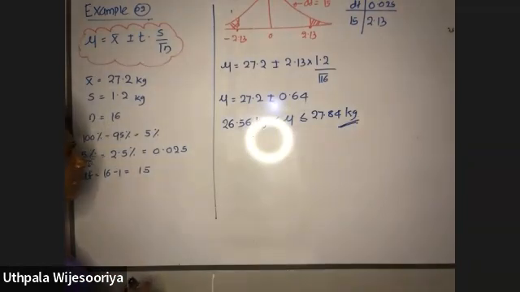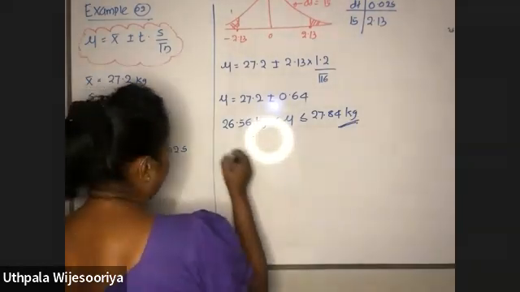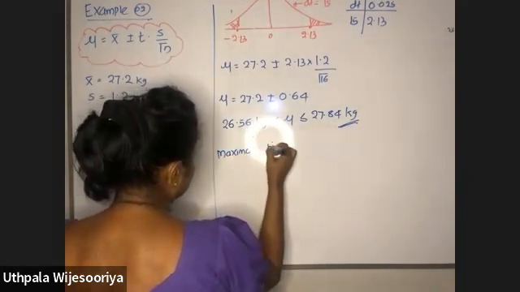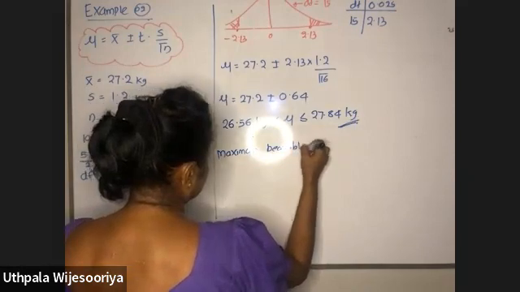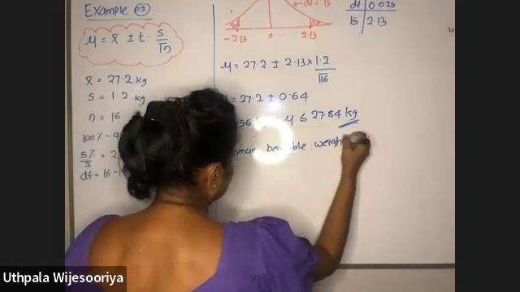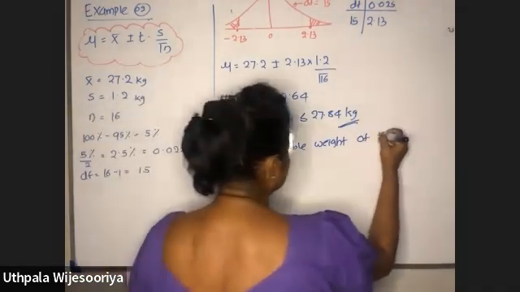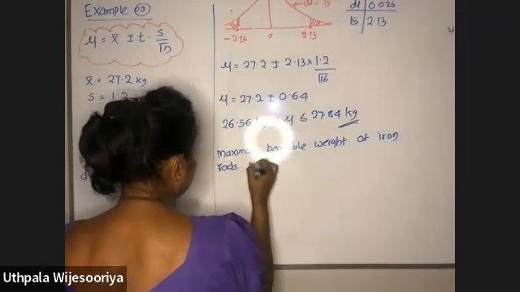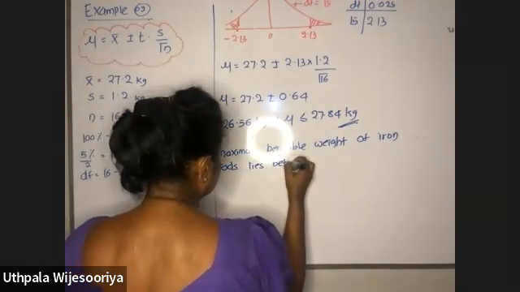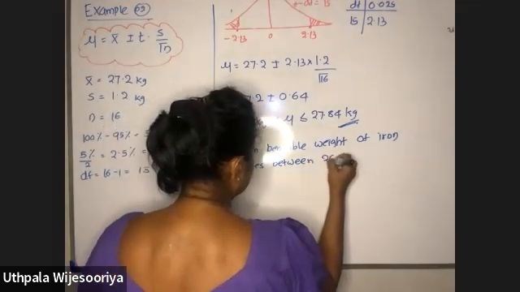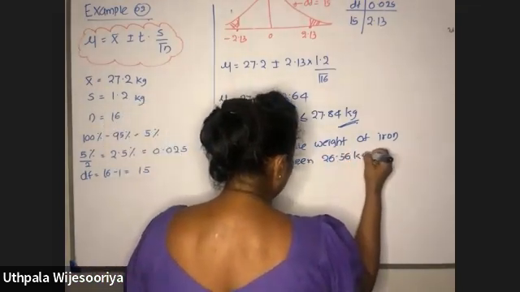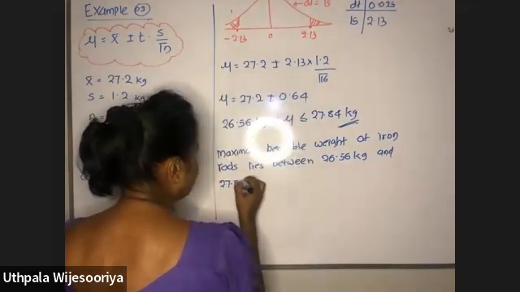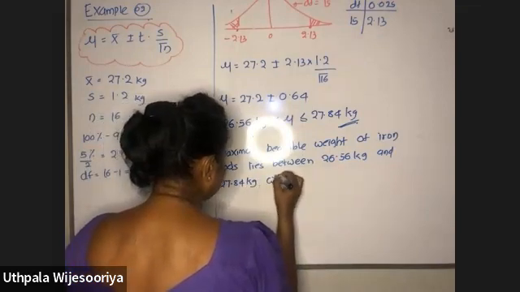So the lower limit is 26.56 kilograms and the upper limit is 27.84 kilograms. Now this is your 95% confidence interval. So how can we comment? The maximum bearable weight of the iron rods lies between 26.56 kilograms and 27.84 kilograms with 95% confidence.